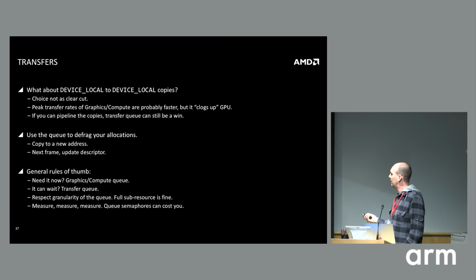So you've got a choice to make here. Do you want a faster copy that's inline and is going to stop your shading, or do you want a slower copy that could potentially be pipelined against that work? That's the trade-off you're making.